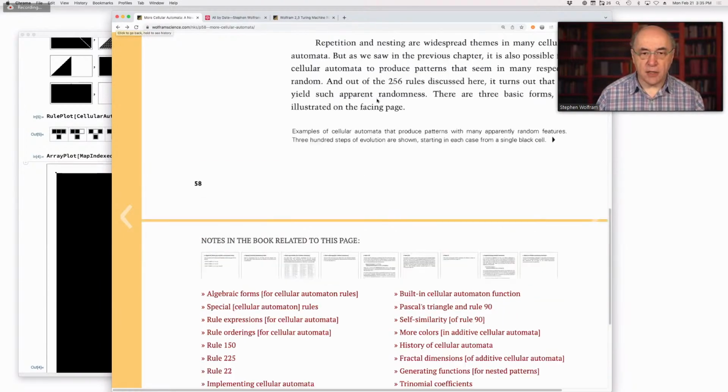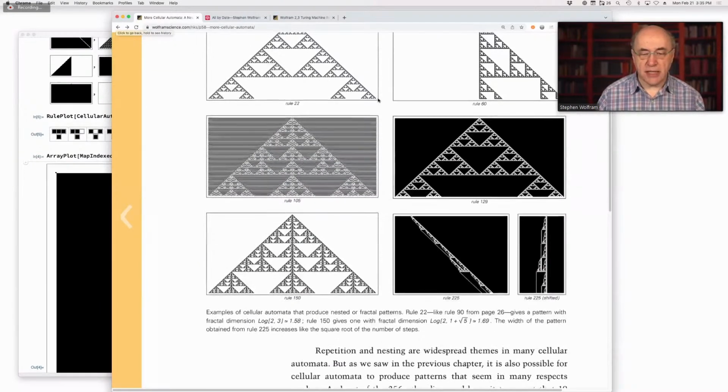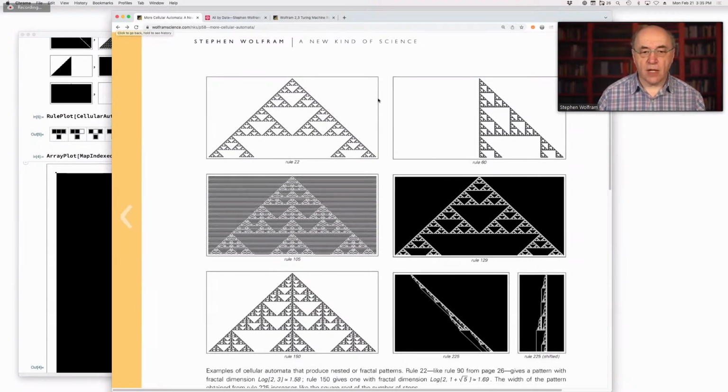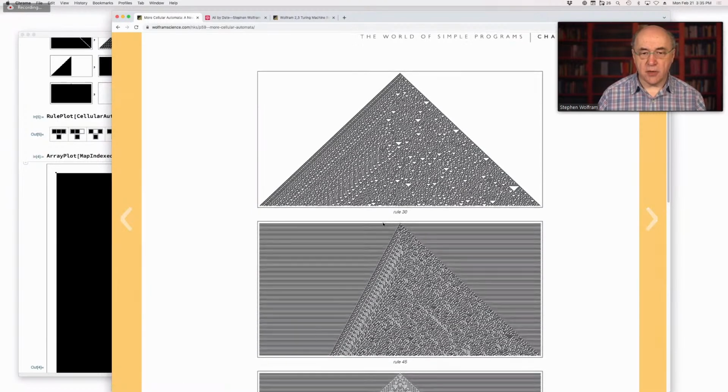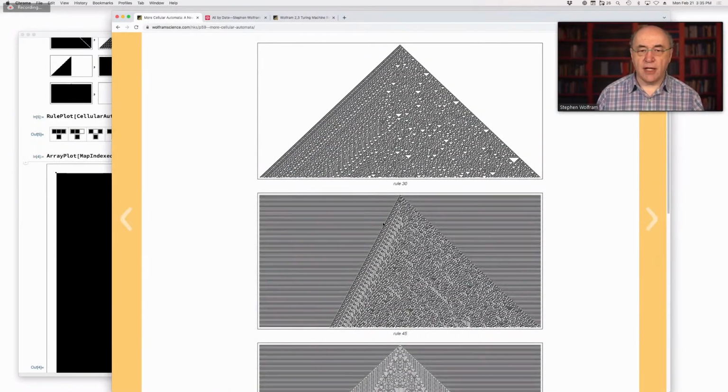Let's go back to here. So these are the nested elementary cellular automata. Let's keep going, looking at other ones. Okay, so these are the three kind of really exotic elementary cellular automata. Rule 30, my original and all-time favorite.